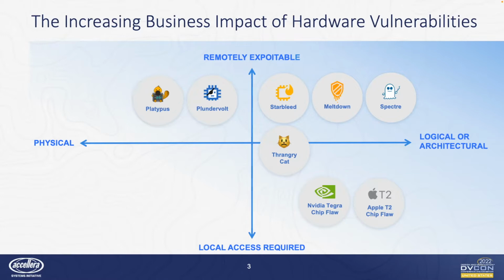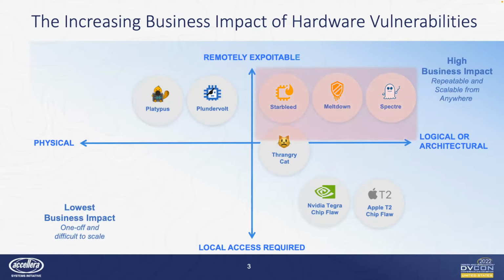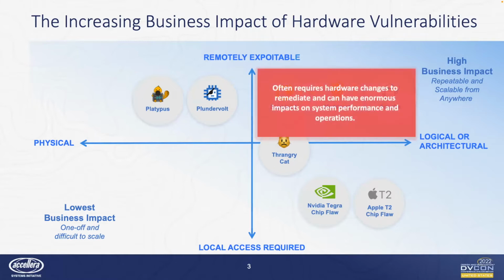Recent attacks such as Spectre and Meltdown are much scarier. They utilize logical or architectural side effects in the design, and they can be done remotely from anywhere in the world. The business impact can be huge since the attacks are repeatable and scalable and attack all devices with the specific vulnerabilities. Hence, focusing on preventing these types of vulnerabilities has the highest return on investment.